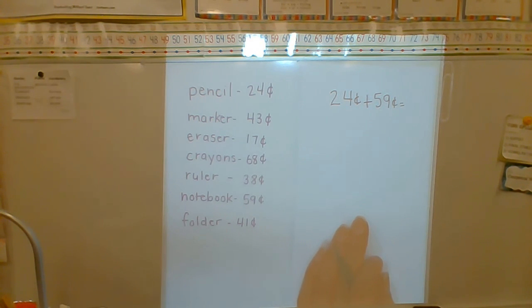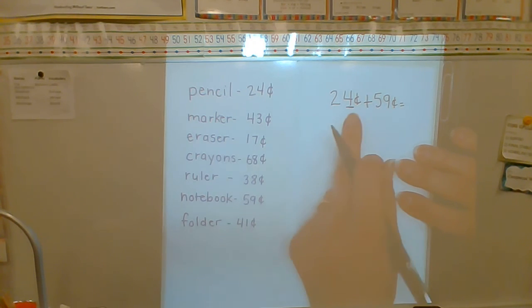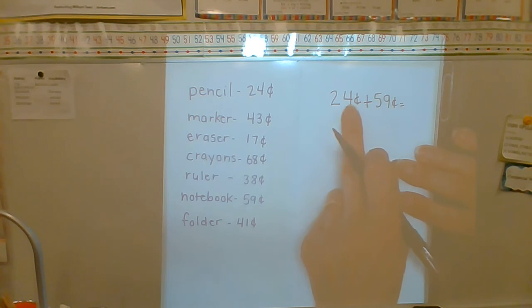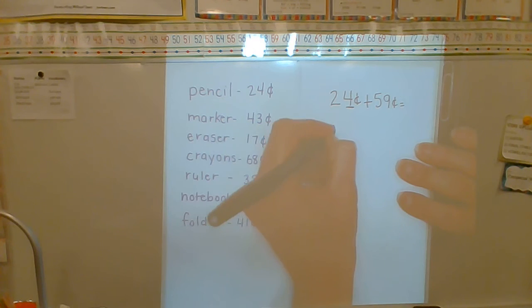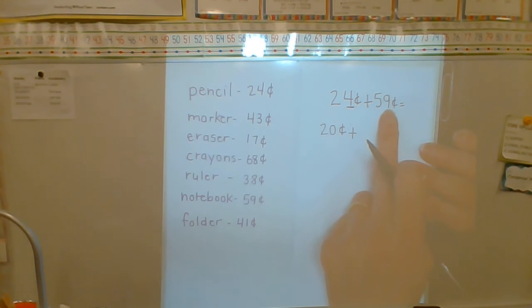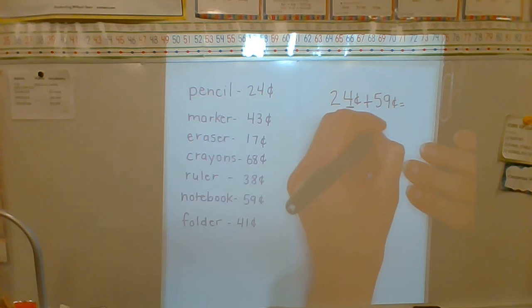Let's talk about rounding it to the nearest 10 so we can do our estimate. 24 cents. If I look at the 4, is 24 going down to 20 or up to 30? That's right, down to 20. So that would be 20 cents plus 59 cents. Is 59 between the 50 and the 60? Is he going down to 50 or up to 60? Well, yeah, he's next door. He'll go up to 60 cents.